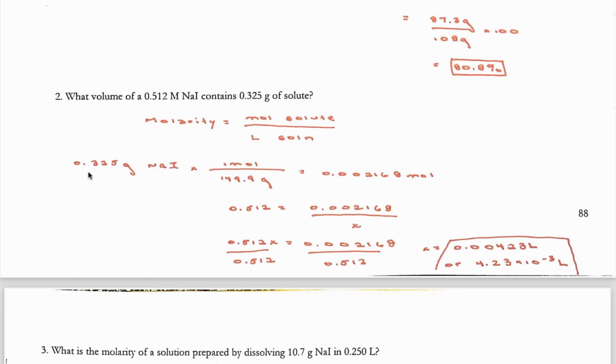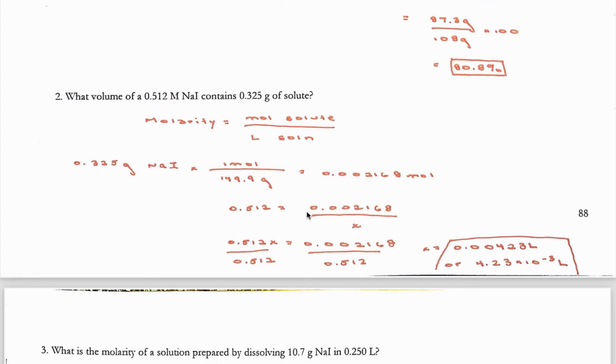So I'm going to start with 0.325 grams of NaI, and I'm going to get into moles. I put grams on bottom, moles up top. Remember, gram to mole, I need molar mass. So the molar mass of NaI goes in front of grams, so 149.9. So I'm going to take 0.325, divide by my molar mass, and I get 0.002168. So what I get is 0.512 is the molarity, molar, equals my moles, 0.002168, divided by my volume, my X. To answer this question, a lot of people will just multiply these two values together and call it a day.